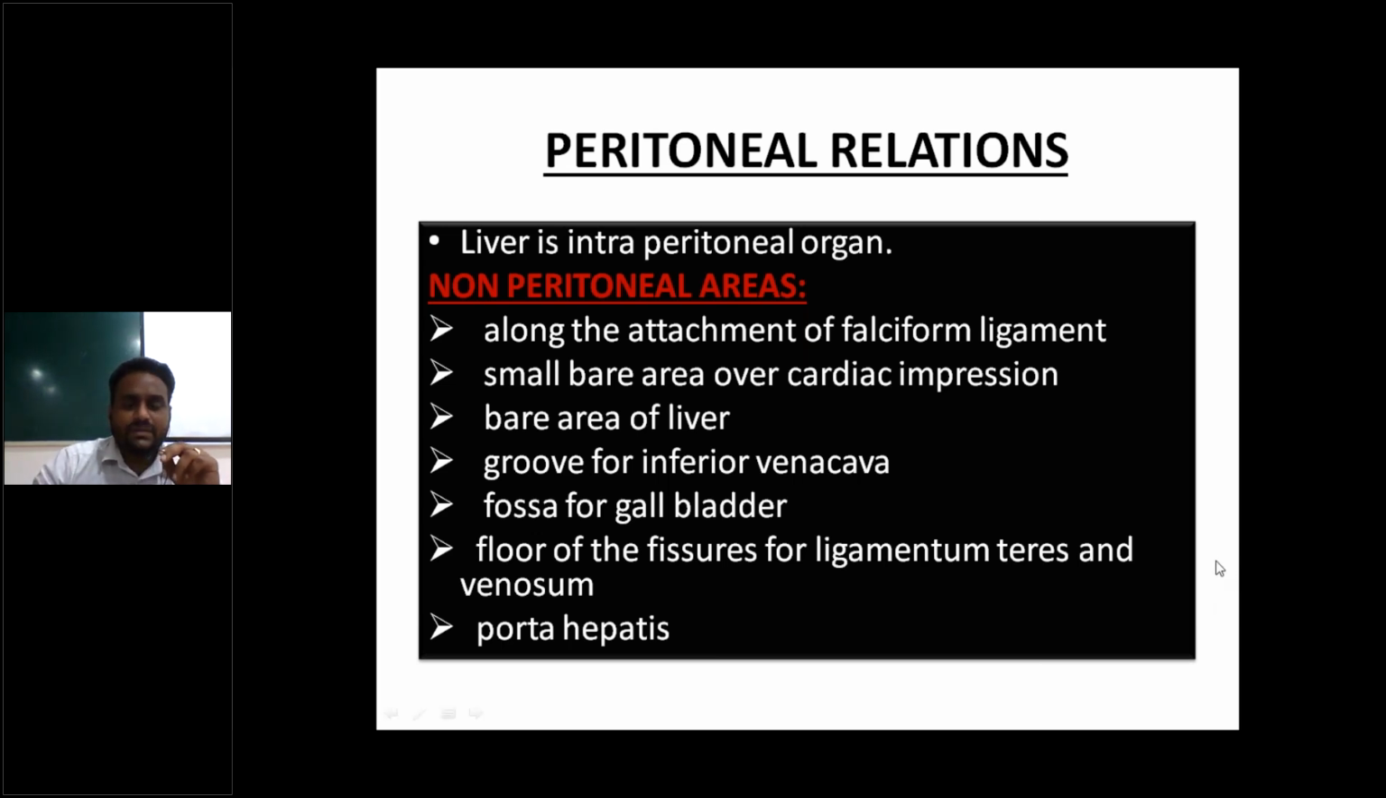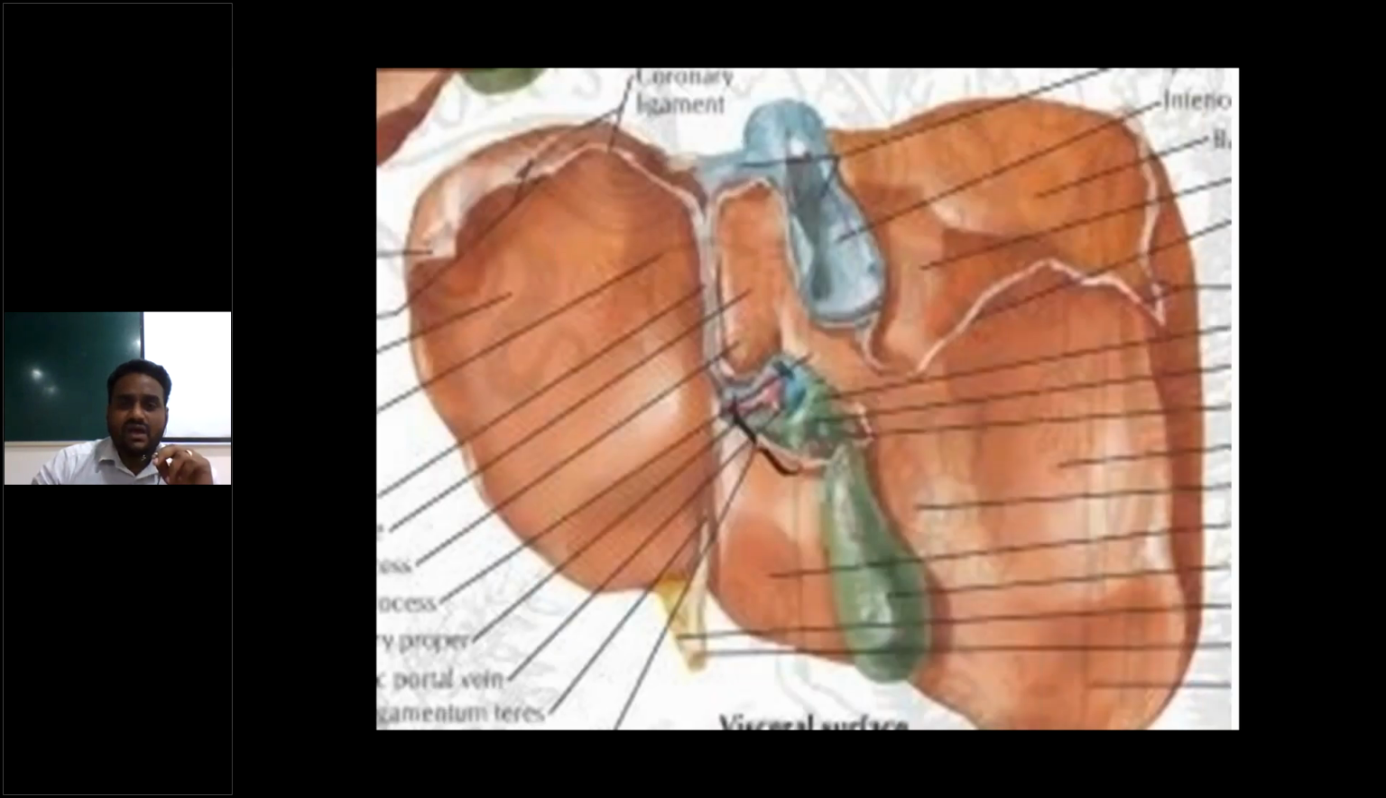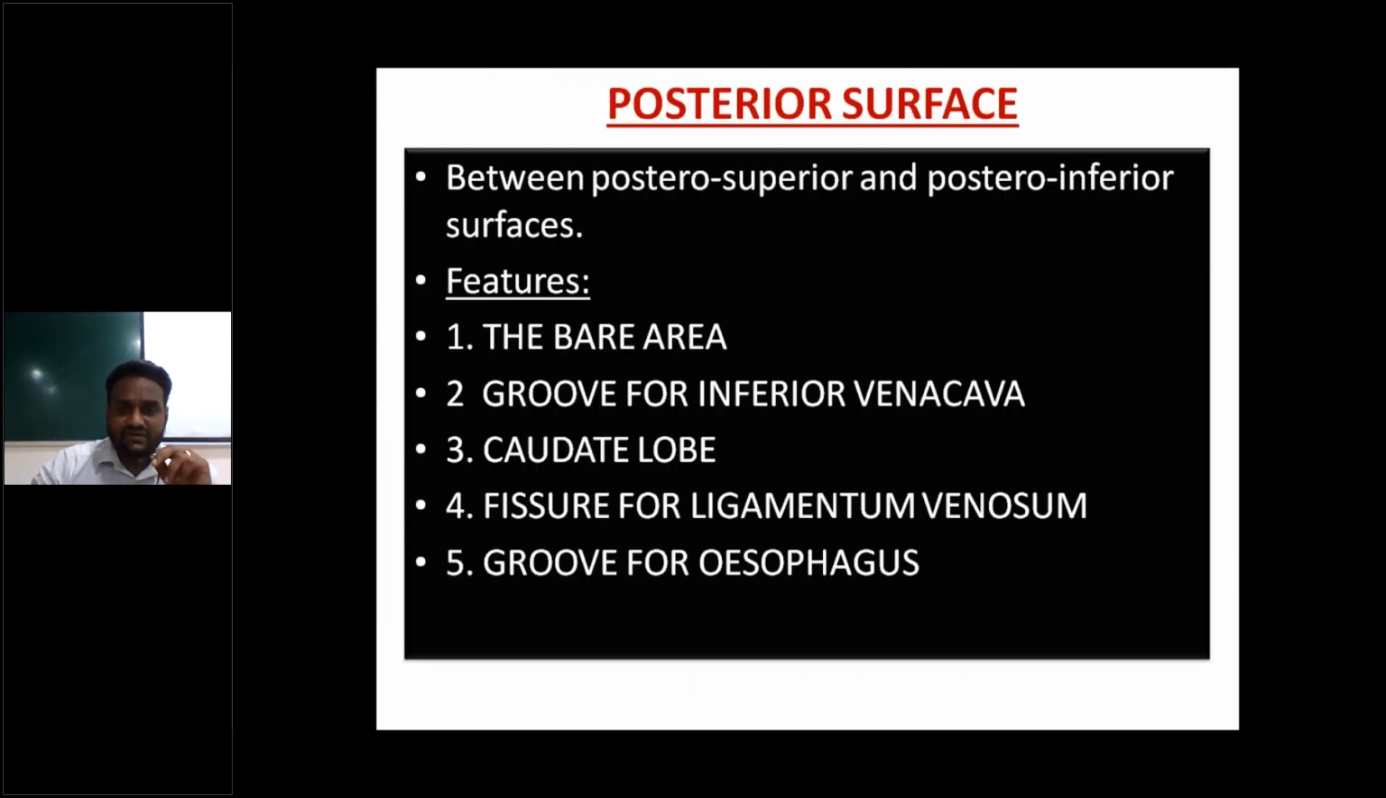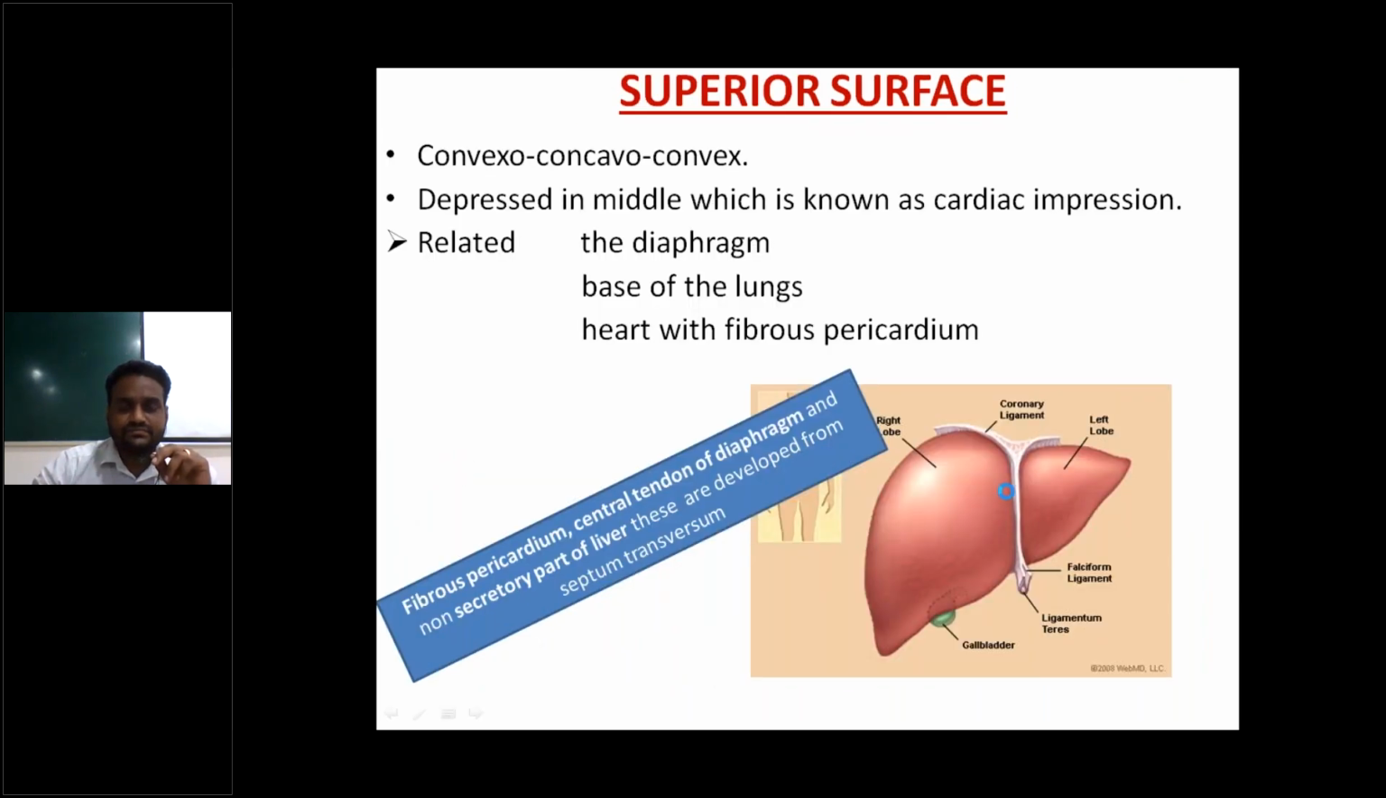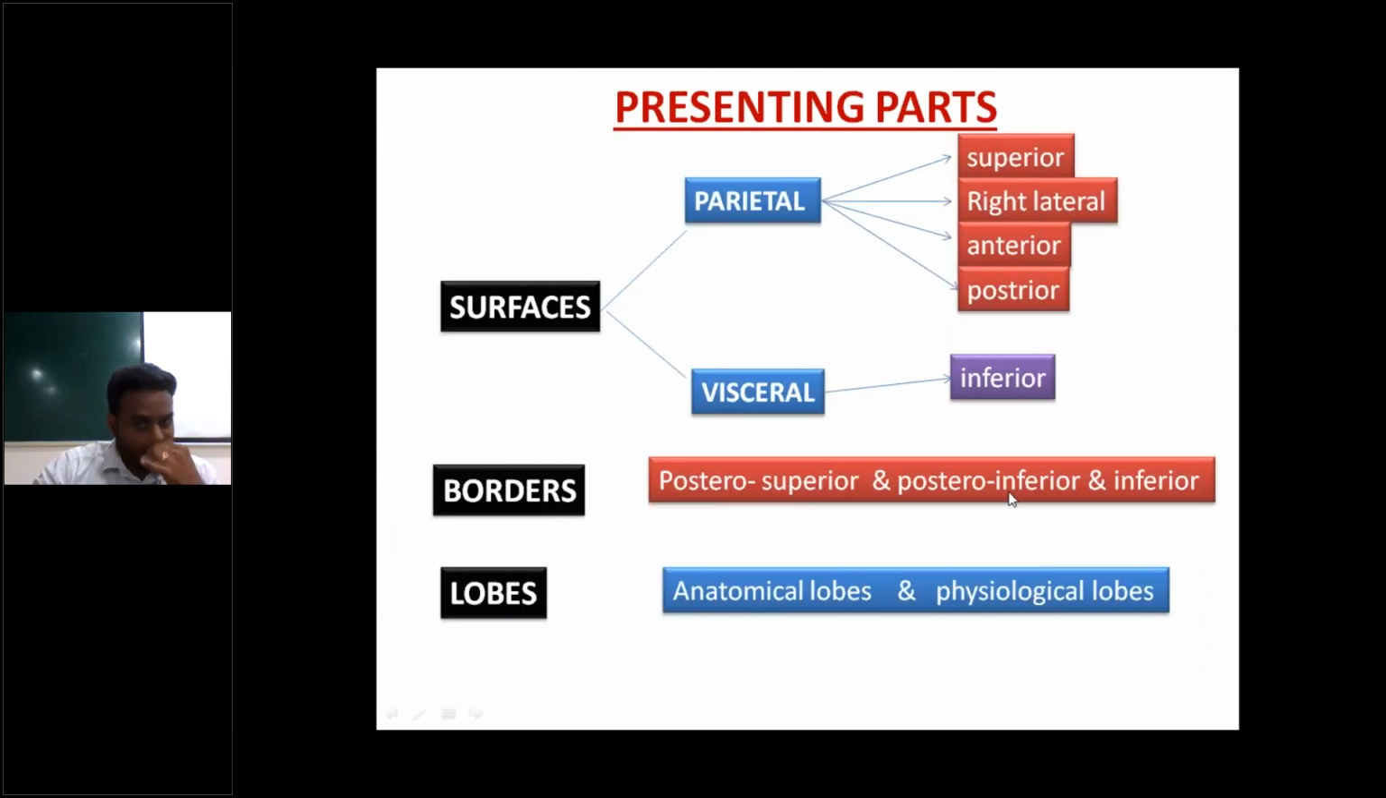Before we go to the peritoneal relations, let me revise all the surfaces of the liver once again. Name the surfaces of the liver first of all. Parietal and visceral. Name the surfaces: superior, right lateral, anterior, posterior, inferior. How many surfaces? 5 surfaces.